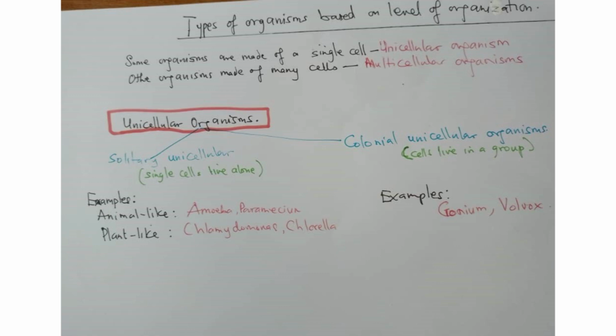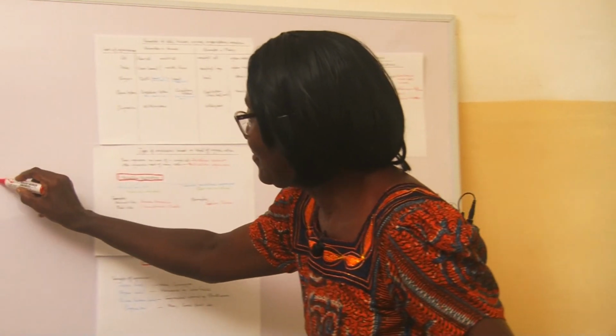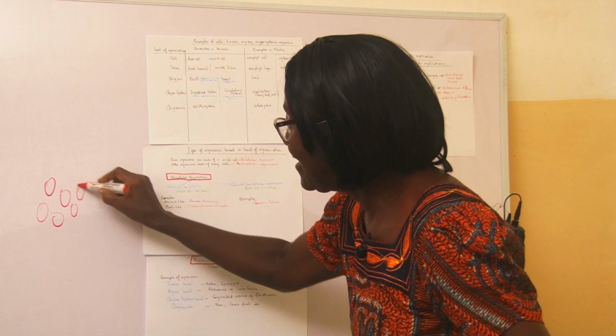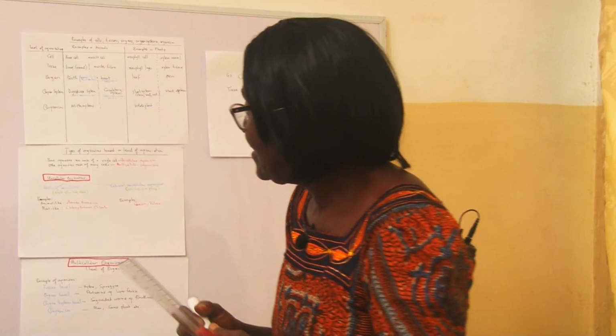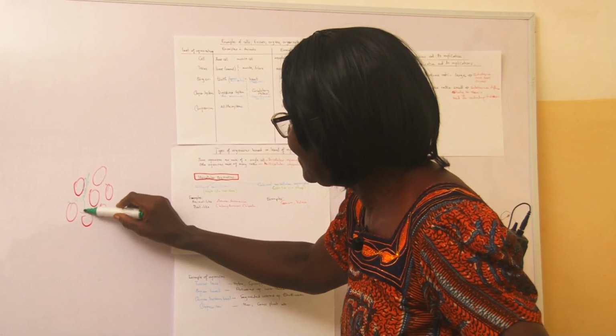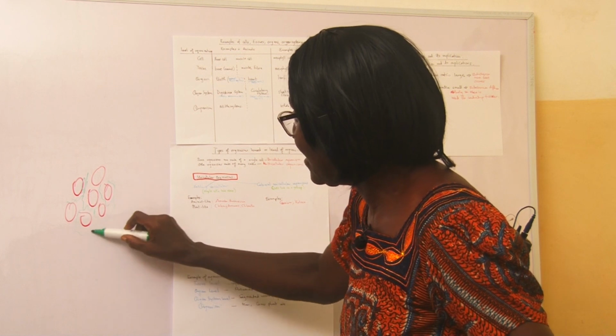And then you have other unicellular organisms that live in a group, all right? They are not alone. Jelly puts the cells together. The cells are embedded together in jelly, all right? So you have individual cells embedded by jelly. That is colonial unicellular organisms. So you have these cells. They are living on their own, but there's jelly. They are embedded in jelly. There's jelly around them that puts them together.